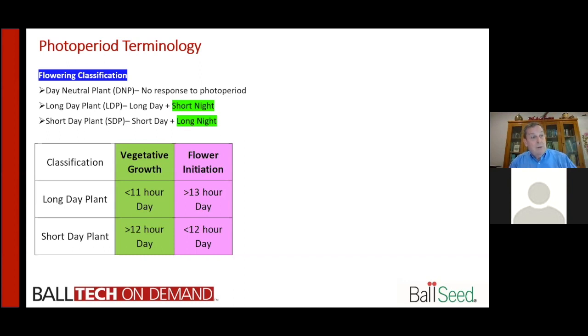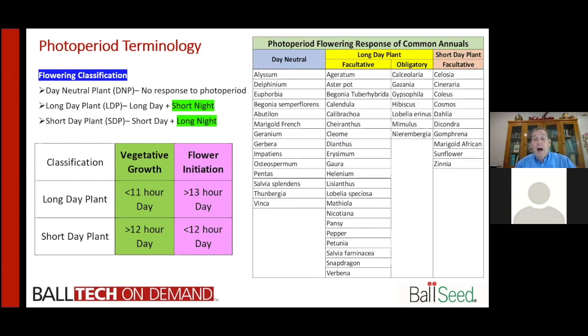The short day plant really is right around 12 hours. So vegetative growth, anytime it's more than 12 hours, and flower initiation any less than 12 hours will give you a flowering response. So a lot of confusing information, but we've got some great tables that we'll share with you at the end where they're located. They'll be in the title of the video where you can find these, but they categorize a lot of the plant material that we have for bedding plants and also for perennials into whether they're day neutral, whether they're a long day plant or a short day plant.